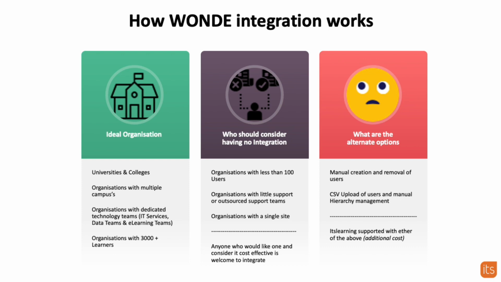So finally then, what are your alternate options if you don't have an integration? Well, as we've said, we can manually create and remove users ourselves. So our IT leads or our computing leads can take that ability. We can do a CSV upload of users and what we call manual hierarchy management. And don't worry too much about that terminology just yet. We'll cover that a bit later in this webinar, and we'll also cover it in the next one.